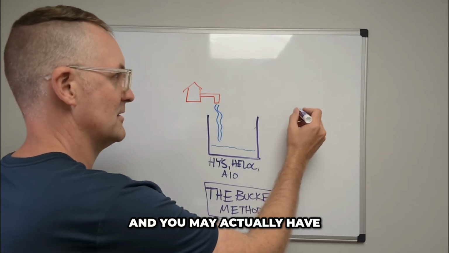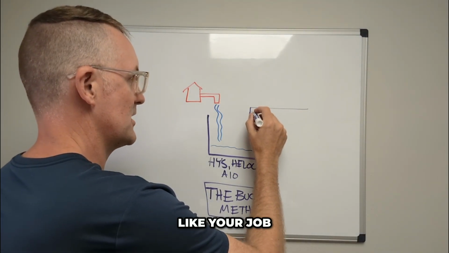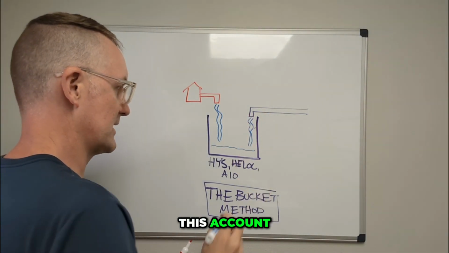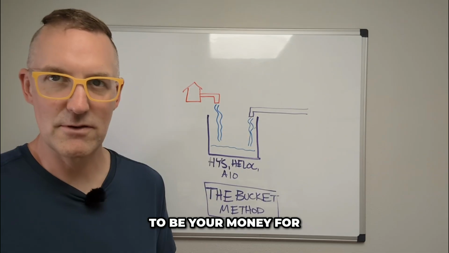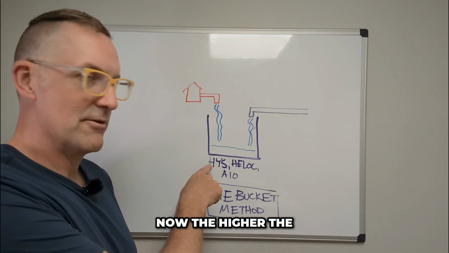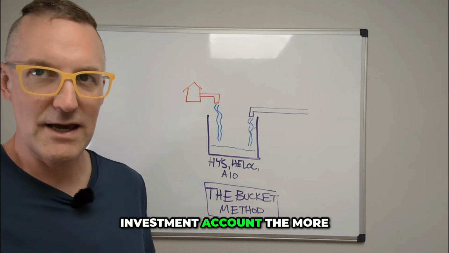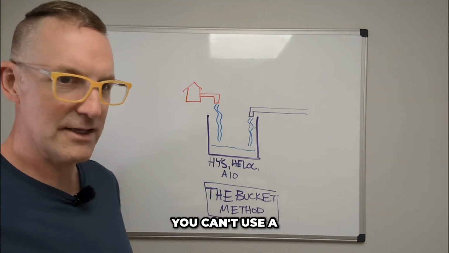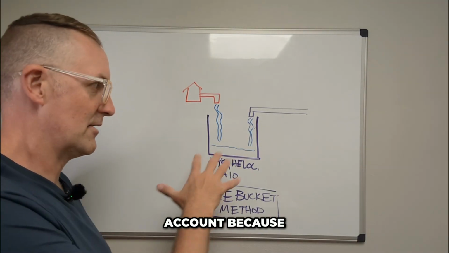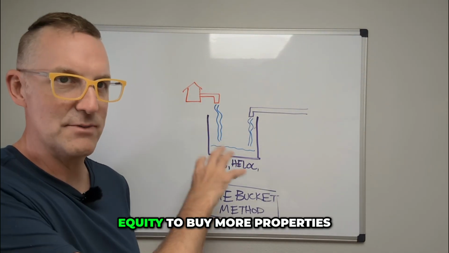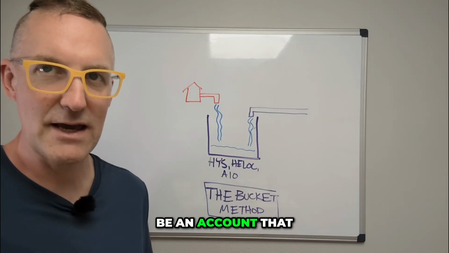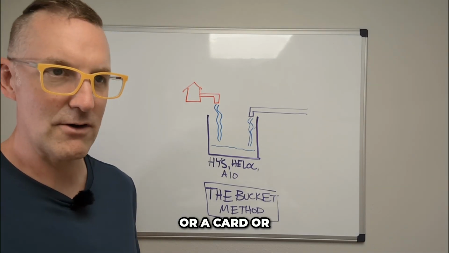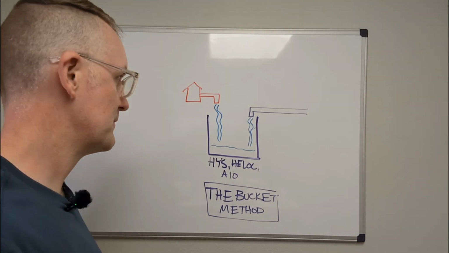And you may actually have an outside source of income, like your job, savings, something else, whatever it is, you're taking that and depositing it into this account, and this is going to be your money for buying more rental properties. Now, the higher the interest rate on this investment account, the more quickly you are going to build equity that you can use. You can't use a traditional mortgage or anything like that for this account because you can't access this equity to buy more properties. So this needs to be an account that you have easy access to, preferably something that's tied to a checking account or a card, anything that you can access that money very easily.